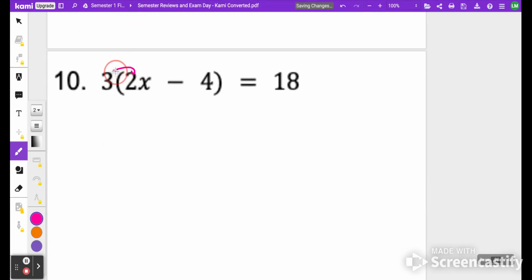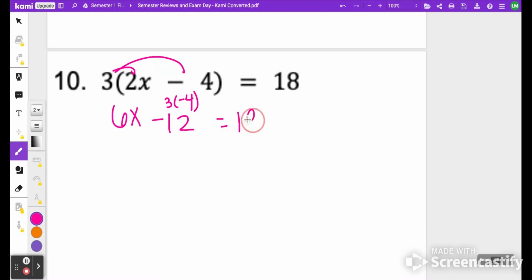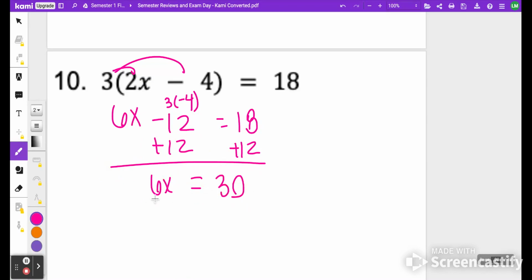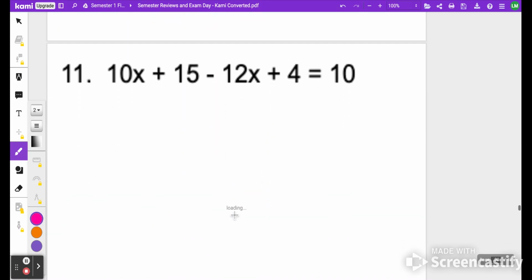Distribute first. 3 times 2 is 6x, and then 3 times negative 4 is negative 12, equals 18. I'm going to add 12 to both sides. I should get 6x is equal to 30. Dividing both sides by 6 gives me my final answer of x equaling 5.